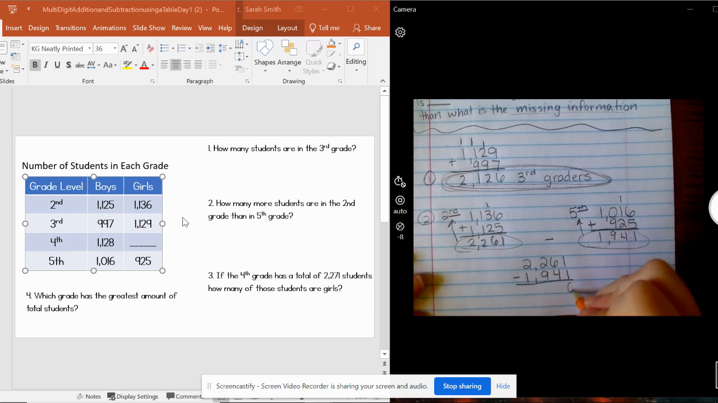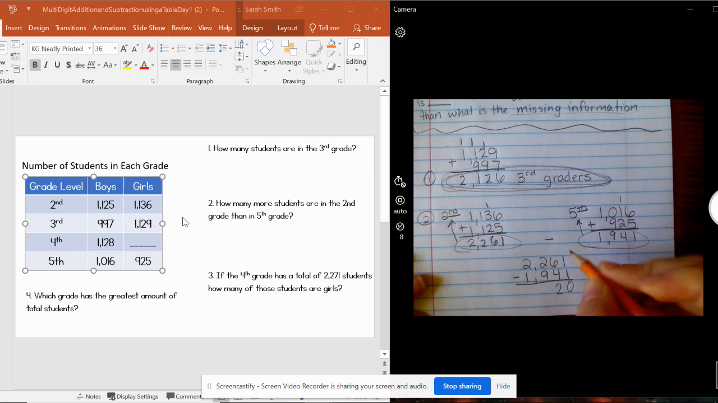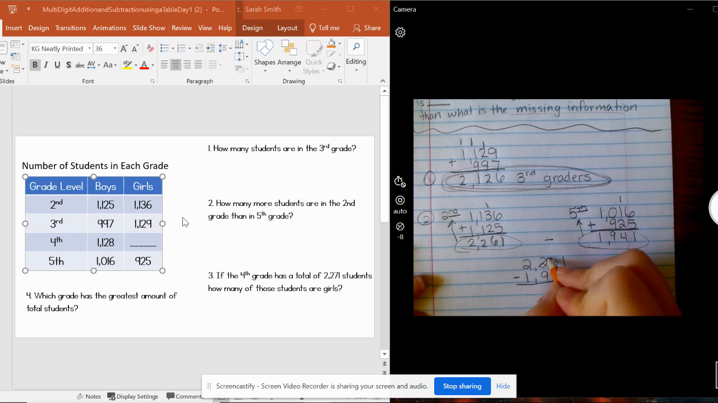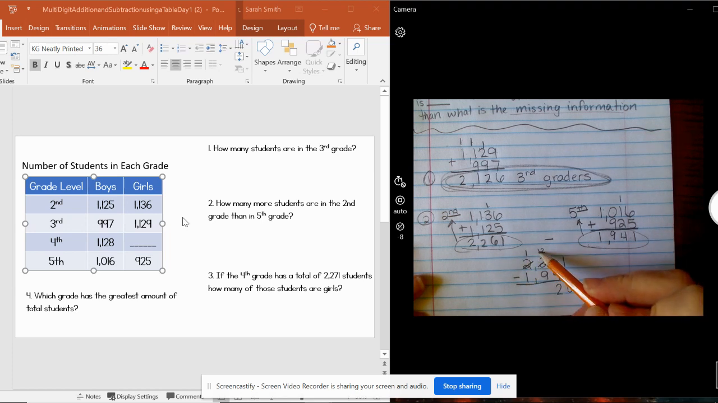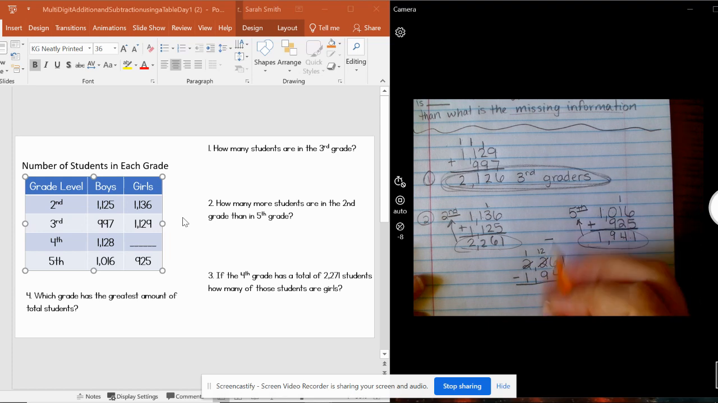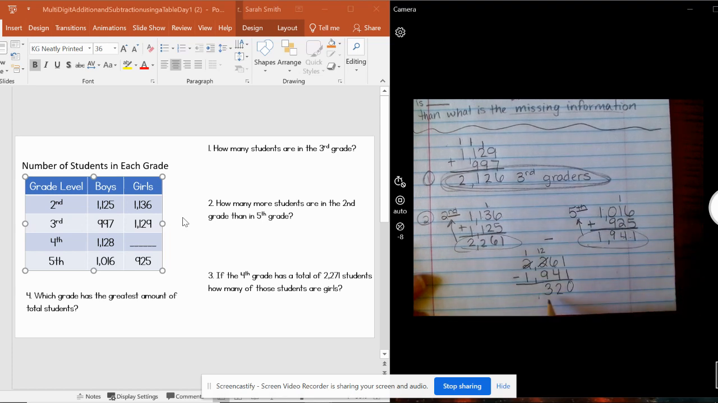1 minus 1 is 0. 6 minus 4 is 2. 2 minus 9 I can't do, so I have to borrow a group of 10 from next door. So it goes down by 1, and this guy gets a group of 10 in front of it, so it becomes a 12. 12 minus 9 is 3. And 1 minus 1 is nothing, so therefore I do not need that comma. It's just automatic. I do it all the time.